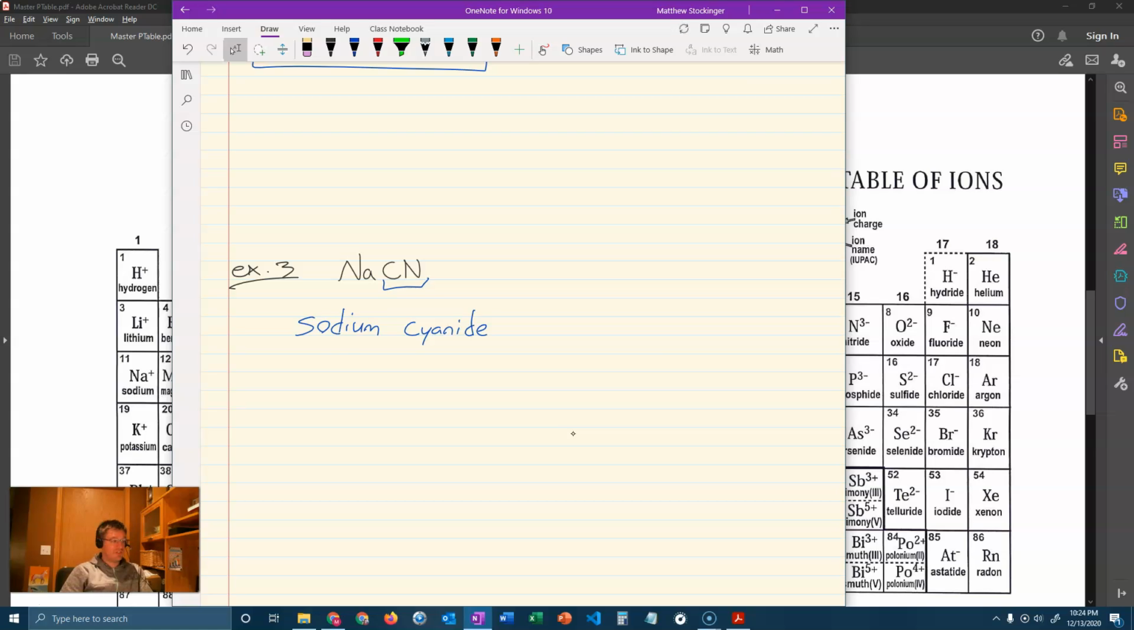Double check again, is sodium a transition metal? Is there more than one charge? No, there isn't. It's in the alkali metals, +1 only, so I don't need a Roman numeral for this one, which means we are done. This is sodium cyanide.